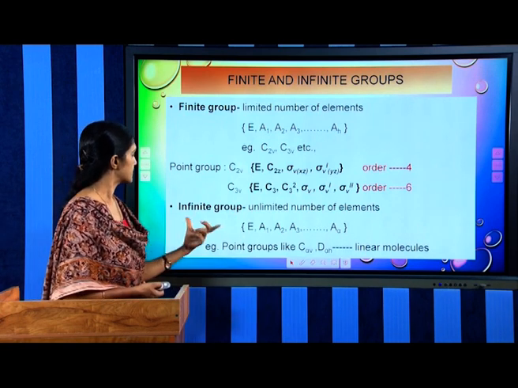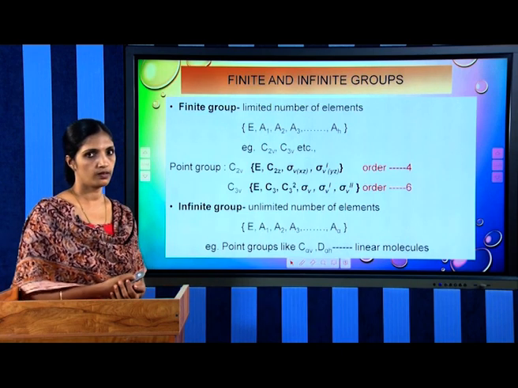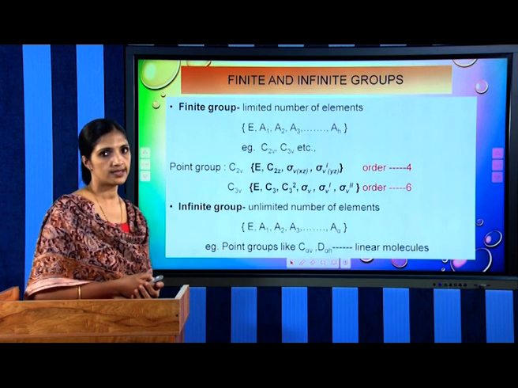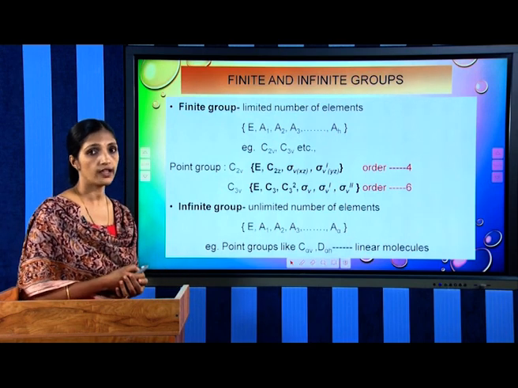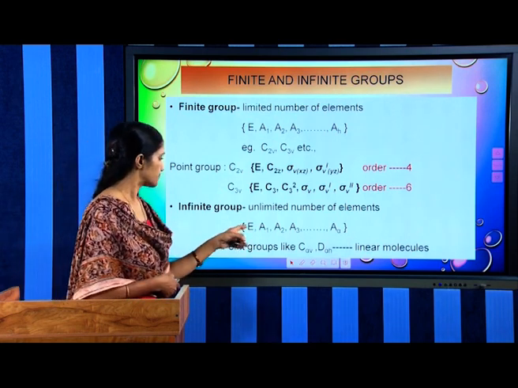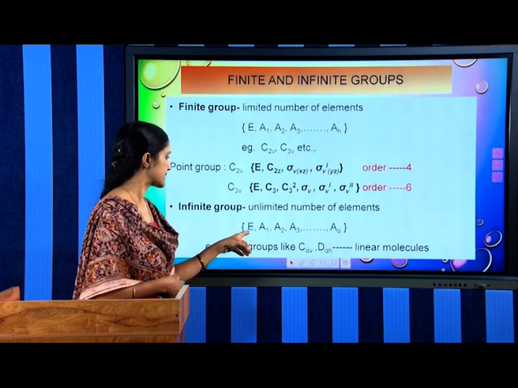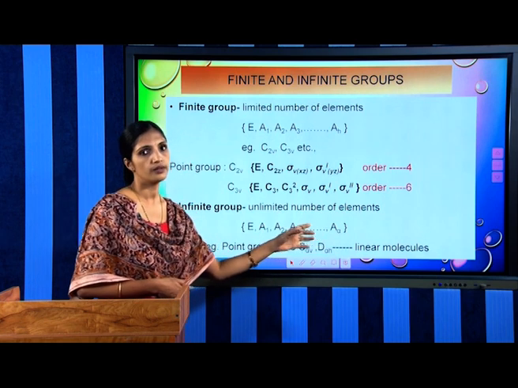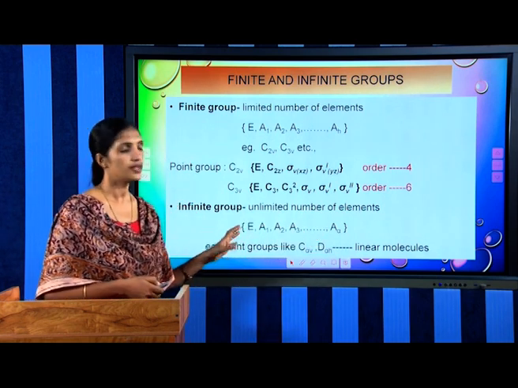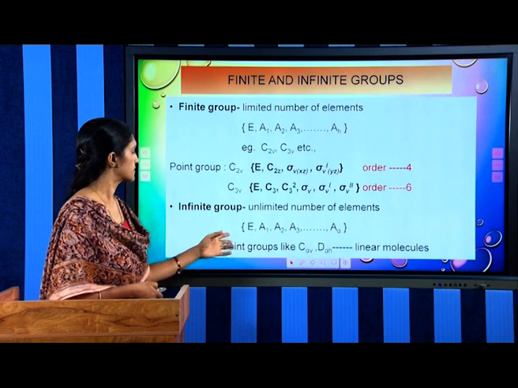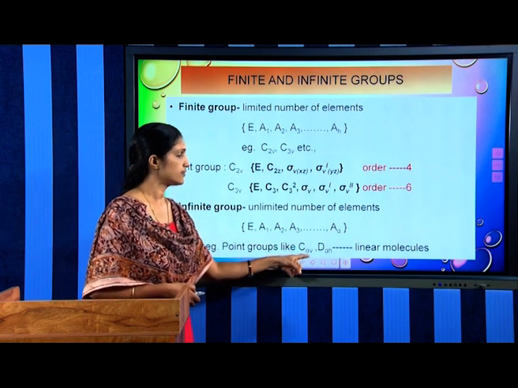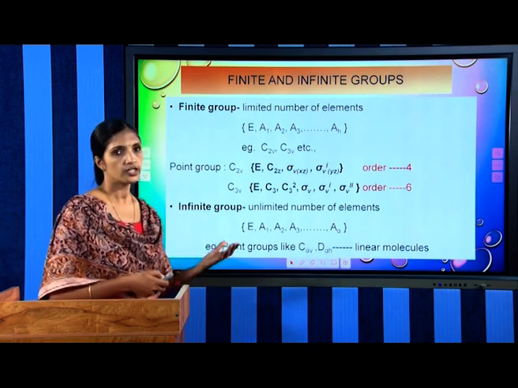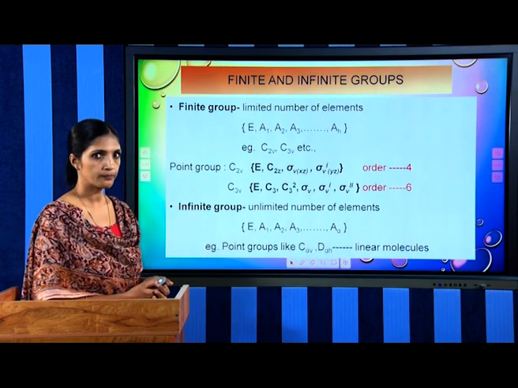And while considering the infinite group, we can say it contains an unlimited number of elements, infinite number of elements. So, its elements can be written as E, A1, A2, A3 etc. up to A infinity. There is no limit. The examples of such groups are C infinity v and D infinity h, which are mostly shown by linear molecules. Okay.